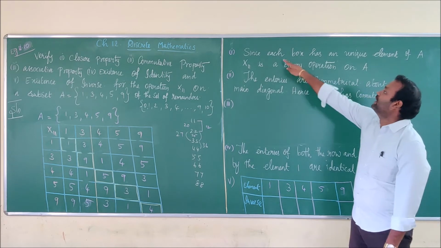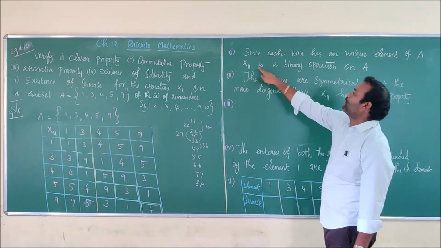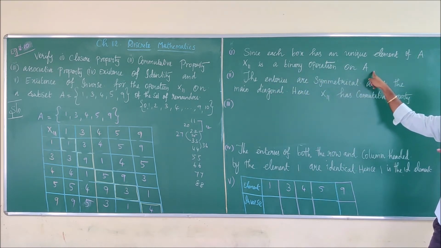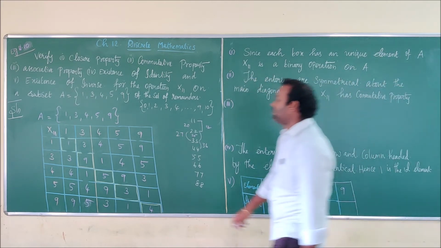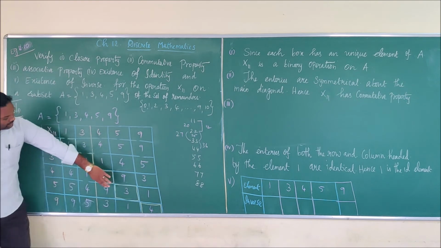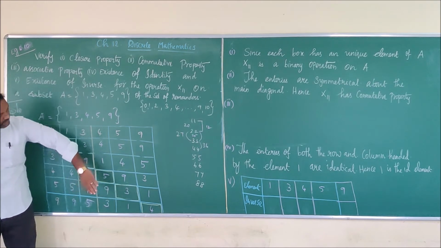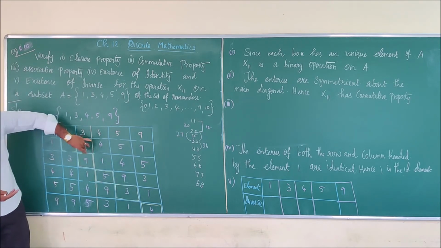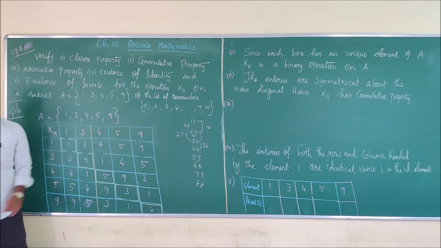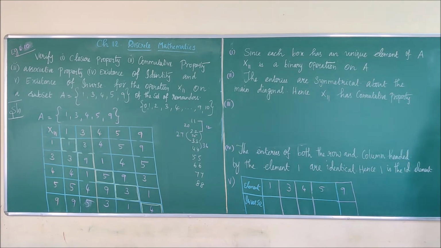Since each box has a unique element of A, multiplication modulo 11 is a binary operation on A. Okay, next, what is the commutative property? You have to see the main diagonal. This is the main diagonal, which I have separated using a green color box. When you see the numbers above and below the main diagonal, the numbers are placed symmetrically, at equal distances from each other: 3 3, 4 4, 5 5, like that. So I can say that multiplication modulo 11 has the commutative property.